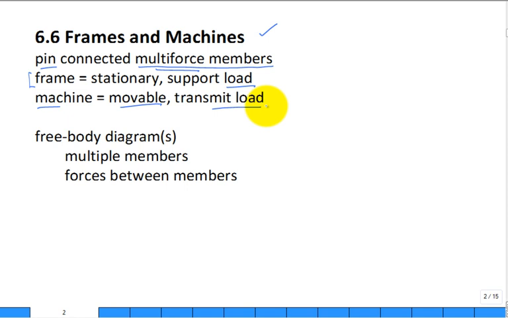So the key idea is that you generate not just one free body diagram, but multiple free body diagrams, one for each member of this frame or this machine. We have to sort of get inside of it sometimes to get those internal forces between pin connected members. And so you have multiple members giving us multiple free body diagrams, and then the key is to focus on those forces between the members.